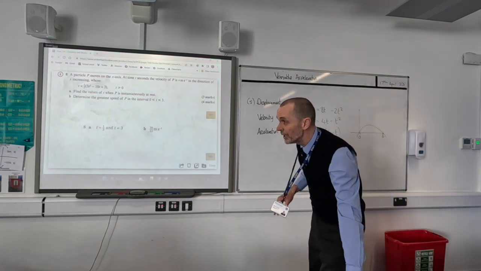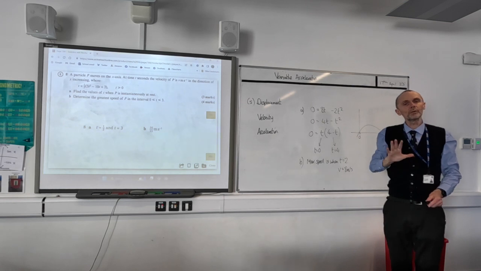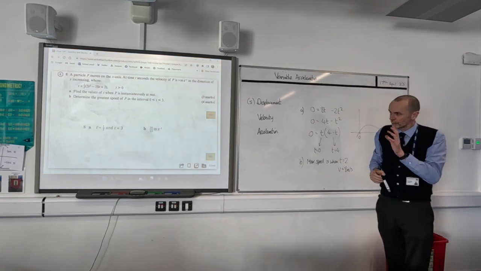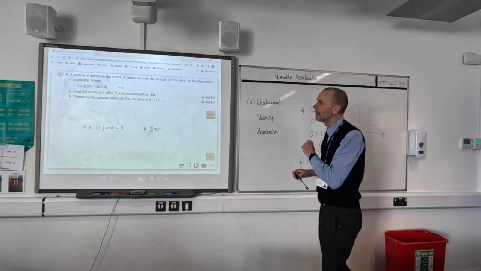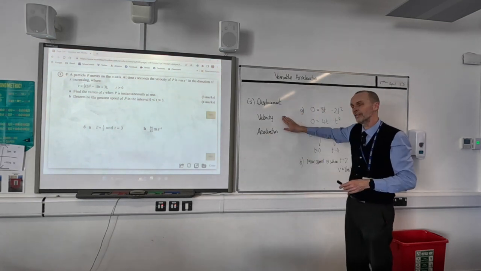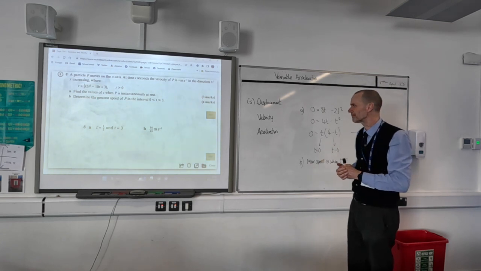Okay, so these variable acceleration questions don't mention variable acceleration. So you've got to be prepared to look out for them, but they're easy to spot because they'll either give you a formula for S, for V, or for A, which is nearly always a cubic or a quadratic.